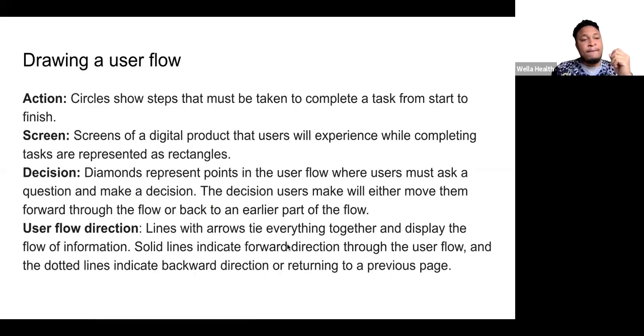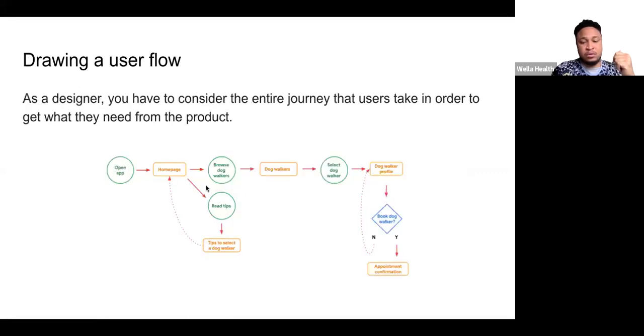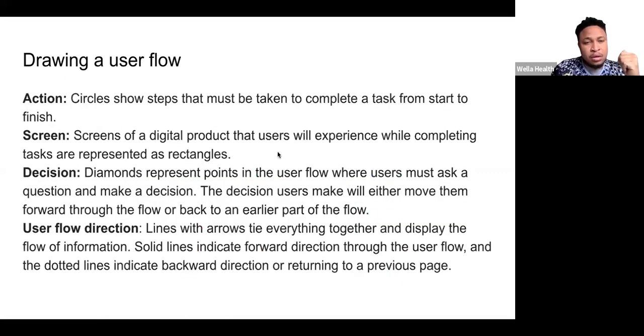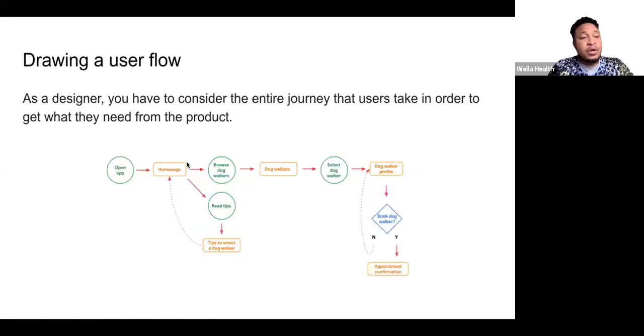So, okay, I think this is just what we've talked about. Let me see. Okay, so actions show steps that must be taken to complete. I think we talked about it. Right. So this is a typical, very short user flow, very uncomplicated, straight to the point. Of course, if you're designing an app, it's going to be a lot more complex than this. But it's very good to keep it simple, right?